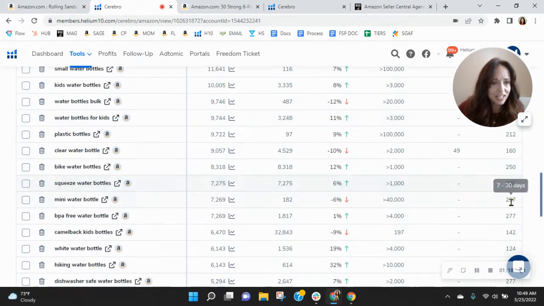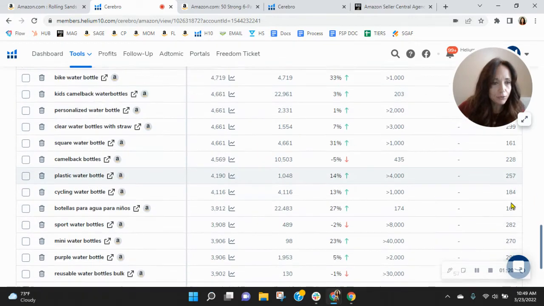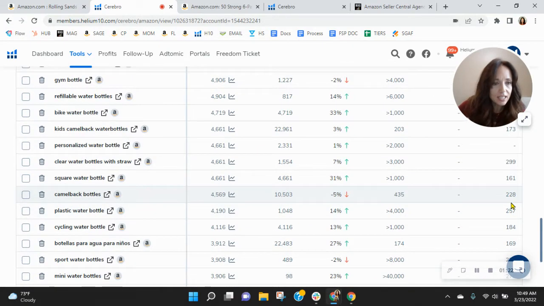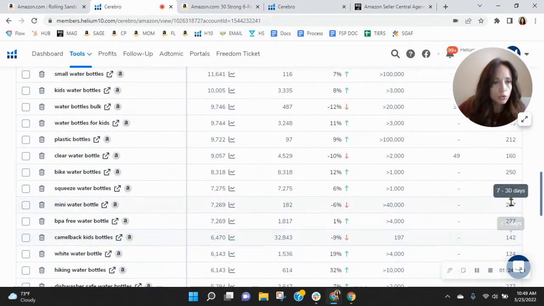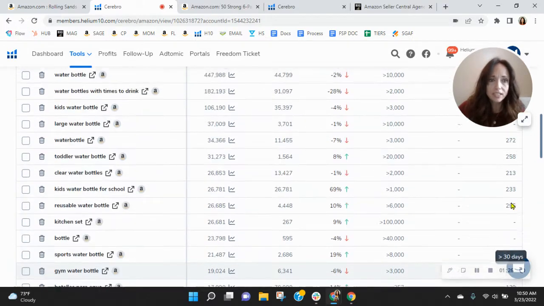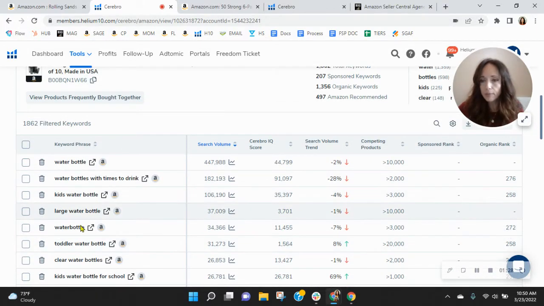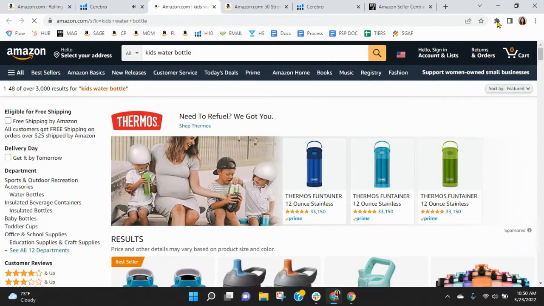As a matter of fact, now that I scroll, I'm just seeing this now for the first time. All of your organics, except for I think maybe two, you're in triple digits. Your organics need a lot of help. And let me show you what I mean. So we've got kids water bottle here. 106,000 people are looking for that this month alone on Amazon, and you're organically ranked 258.